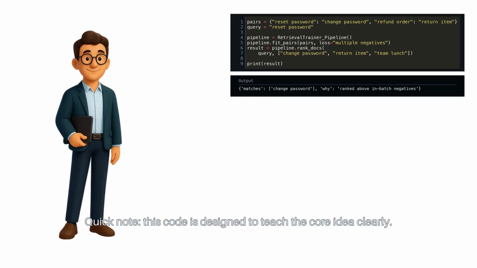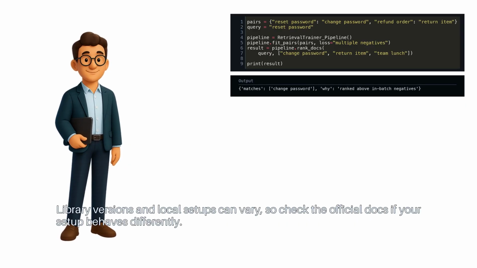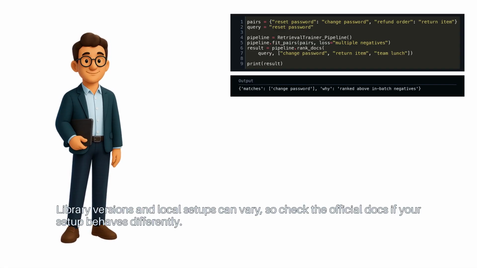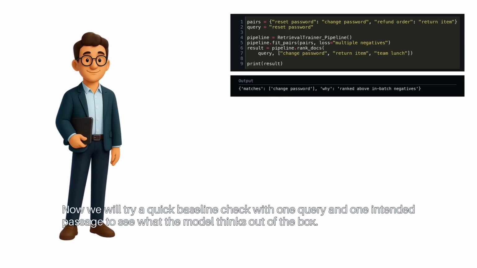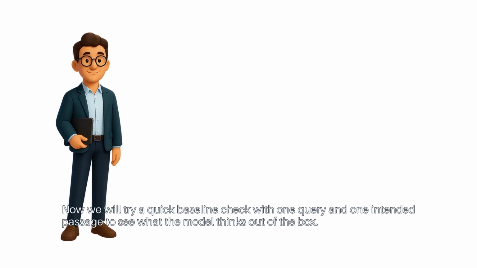Quick note: this code is designed to teach the core idea clearly. Library versions and local setups can vary, so check the official docs if your setup behaves differently. Now we will try a quick baseline check with one query and one intended passage to see what the model thinks out of the box.